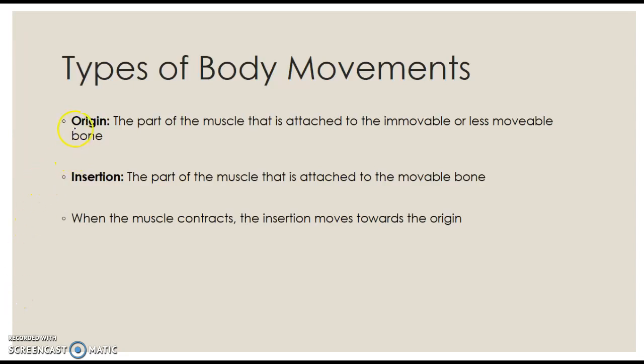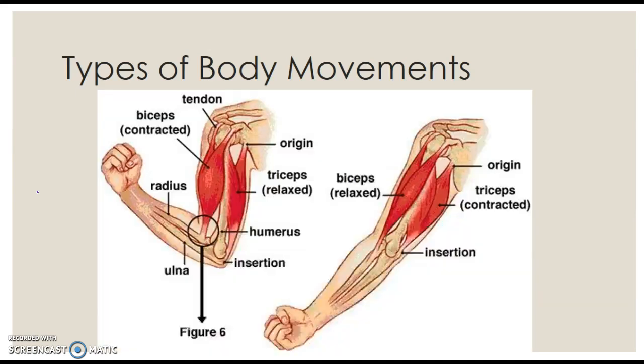So first let's talk about the origin and insertion of a muscle. The origin is the part of the muscle that's attached to the immovable or less movable bone, and the insertion is the part of the muscle that is attached to the movable bone. When the muscle contracts and shortens, the insertion is going to move towards the origin. If we look here at the bicep, we're going to look at the insertion and the origin.